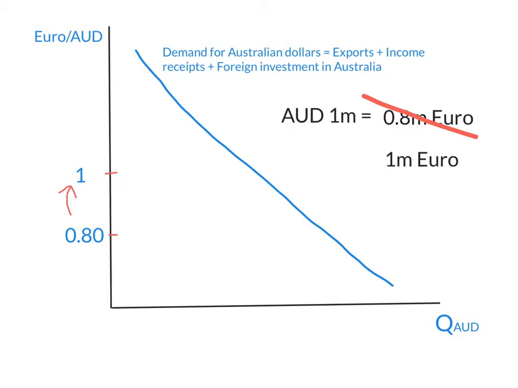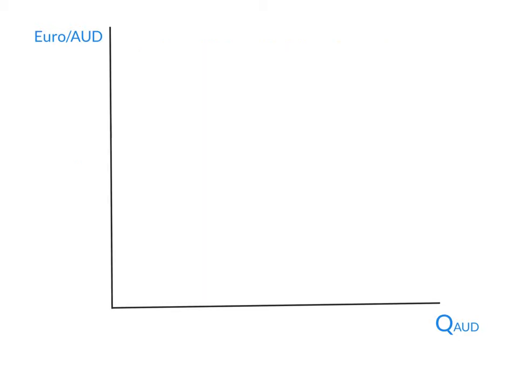So we would expect the quantity of Australian dollars demanded at a low exchange rate to be greater than the quantity of Australian dollars demanded at a high exchange rate. In other words, we expect the demand curve for Australian dollars to slope down. So it looks like the derived demand for Australian dollars is well behaved.